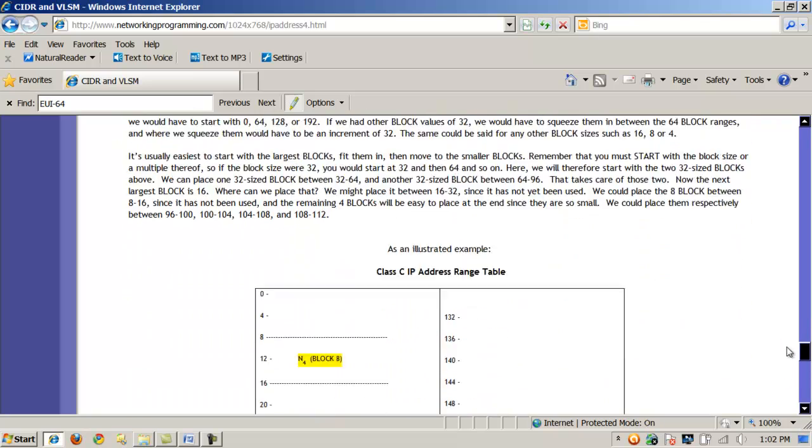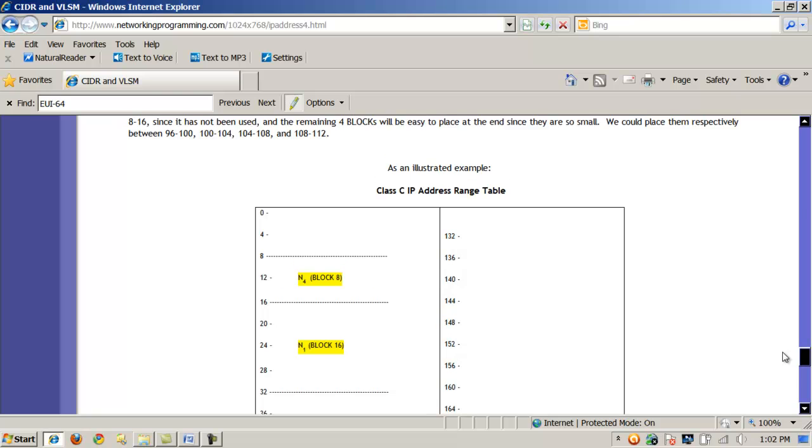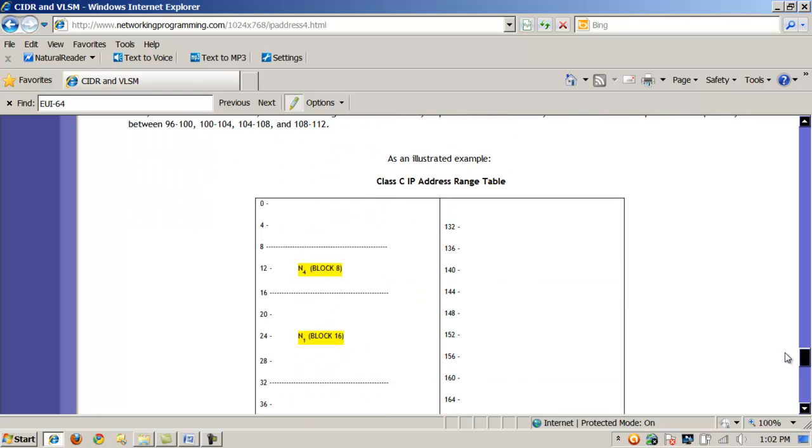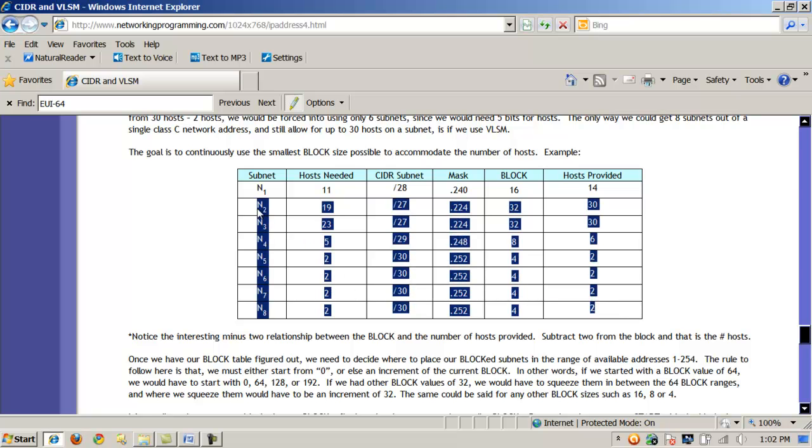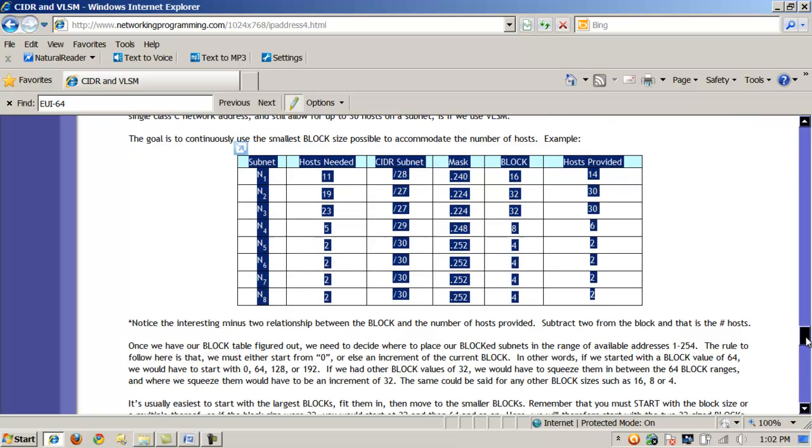If this were classful IP addressing without VLSM, without CIDR, I wouldn't be able to do this. I'd actually be limited to just 2 subnets of 62 hosts each. But in this case, I have many more options. It's definitely more options here.